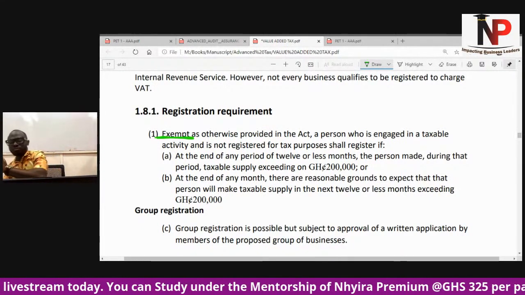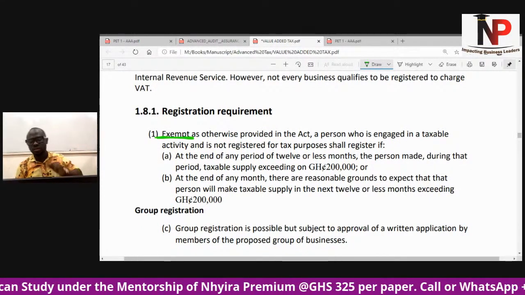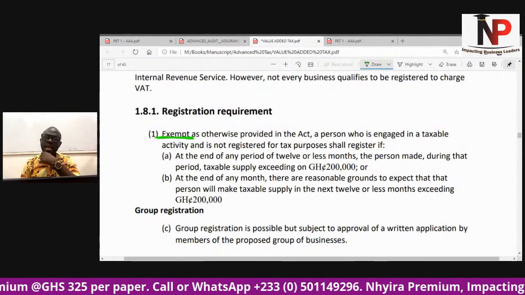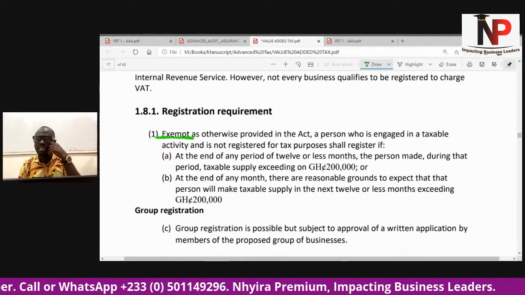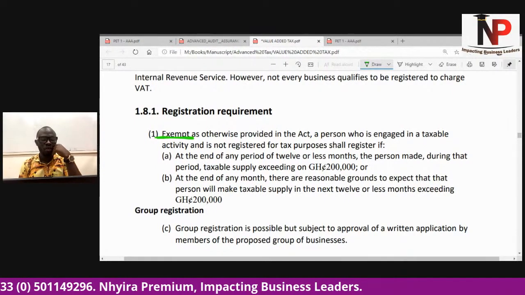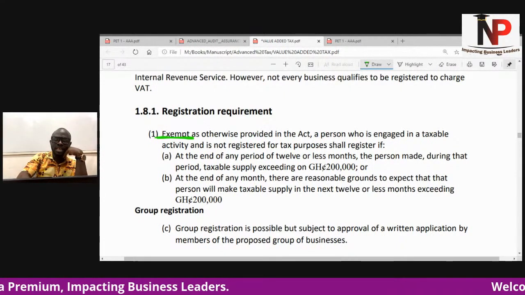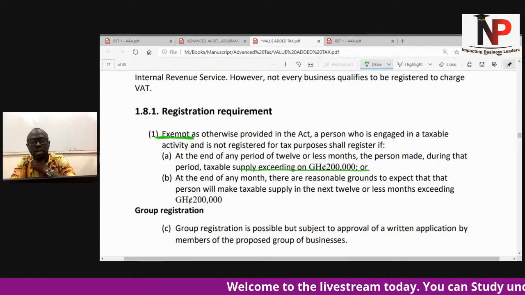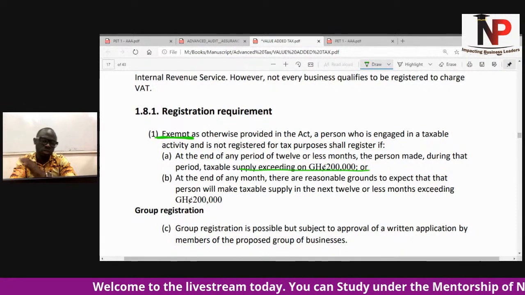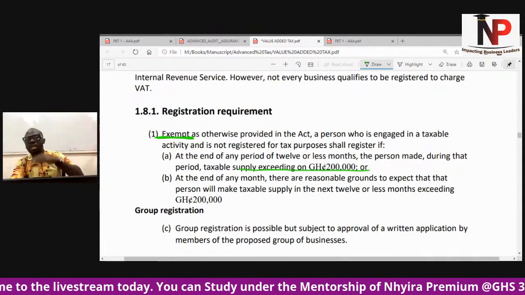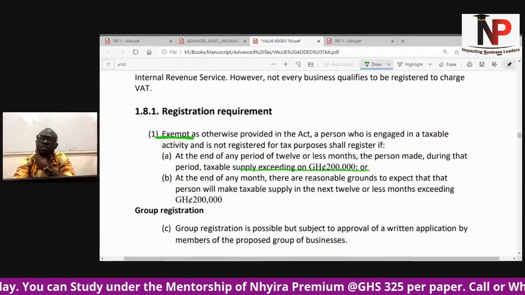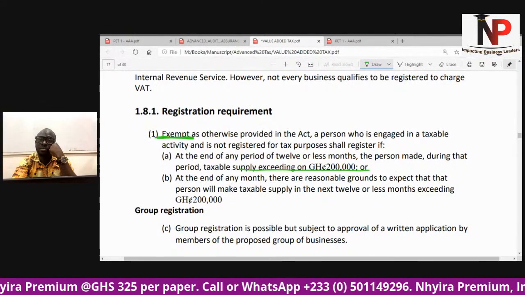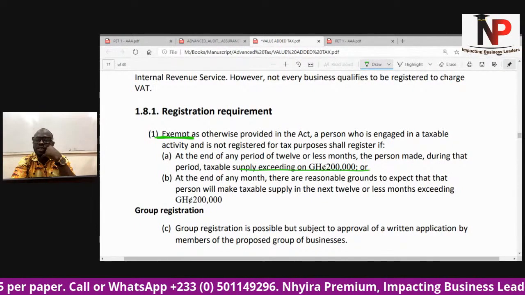anyone engaging in taxable activities and is not registered shall register if A, at the end of any period of 12 months or less, the person made during that period taxable supplies exceeding 200,000 Ghana cedis. That's the threshold. So in 12 months or less than 12 months, this is how much money you're going to be making. So if that is the sales you're going to be generating, hey, you're making a lot of money, man. Come register and collect some money for us.